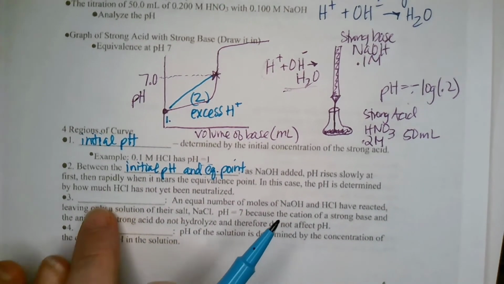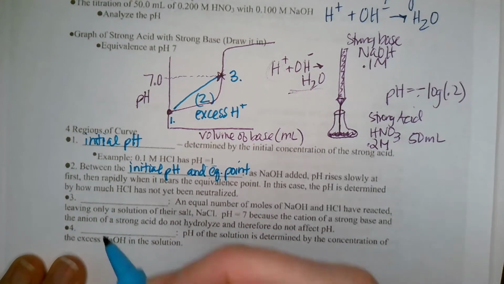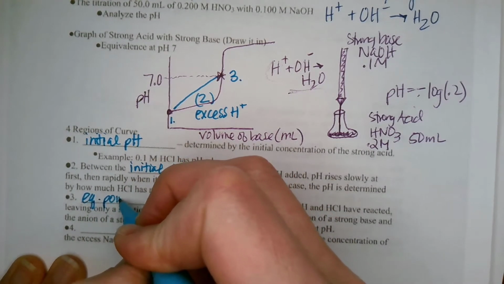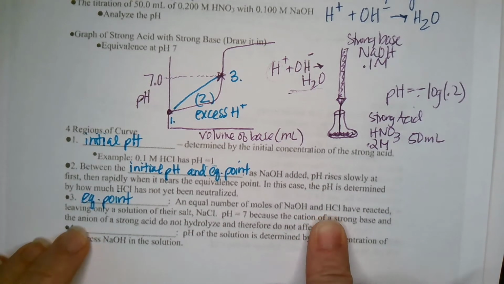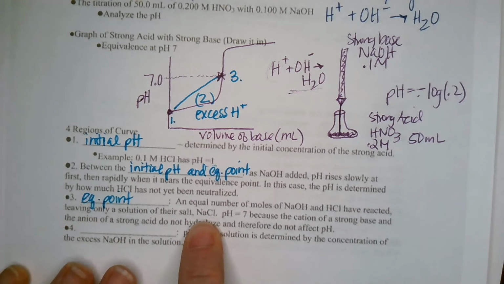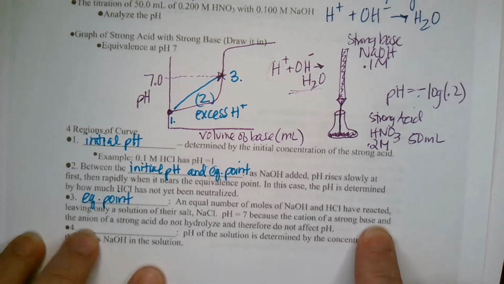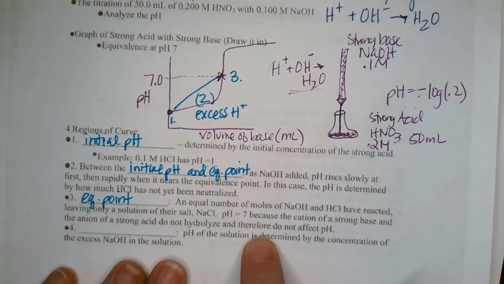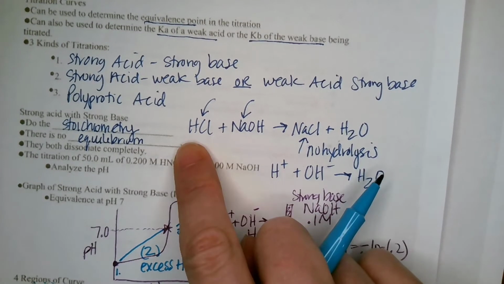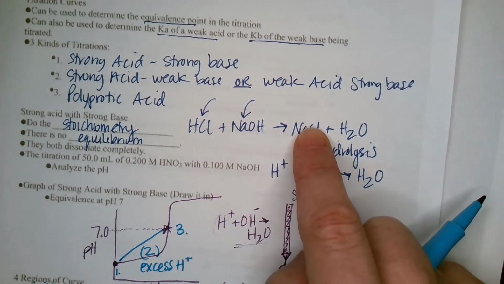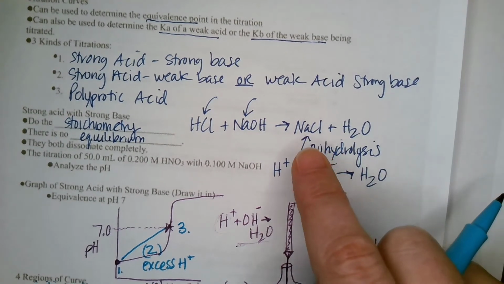The next point, point number 3, is at our equivalence point, where we have an equal number of moles of sodium hydroxide and HCl. So they've reacted, leaving only their salt, NaCl, and the pH is 7 because the cation of a strong base and the anion of a strong acid do not hydrolyze. So it is not going to affect the pH. Remember when we looked up here, we said when we have a strong acid, strong base, and we look at the salt, we know that that salt has parents that are strong. So it is not going to hydrolyze. It has no effect on the pH.